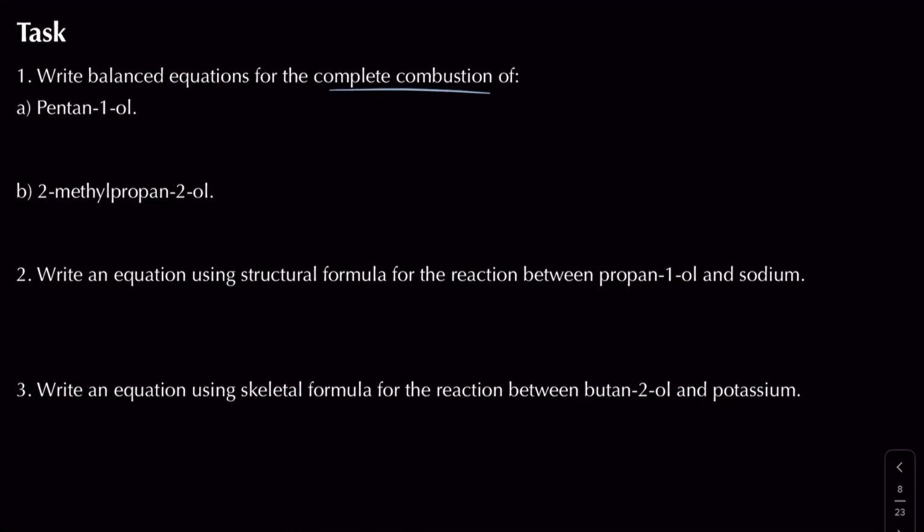So pentan-1-ol, we can draw it out and end up with something that looks like this over here. Count our number of carbon atoms, hydrogen atoms, and then the oxygen as well. Or we can remember the general formula, which is CnH2n+2O, or you can remember it like this, CnH2n+1OH. In this case, I'm going to go with the one on the right. So I've got C5, and then it's going to be H11OH.